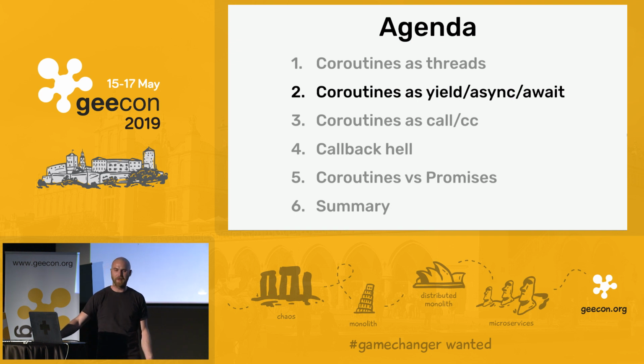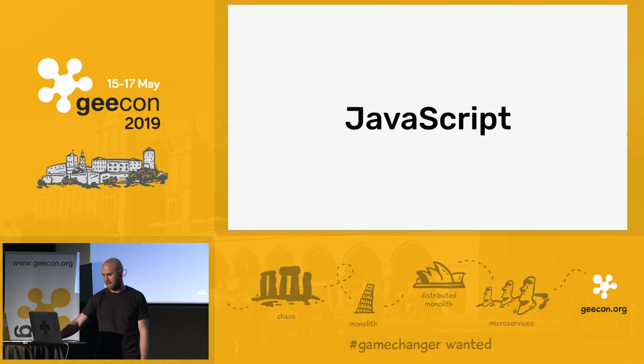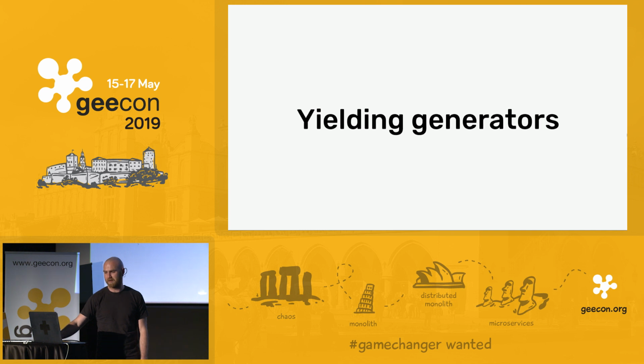So let's move on to the most widespread coroutines implementation, which is yield, async, await. I'll use JavaScript as an example because it's a dynamic language, so we don't need to think too much about types, and I hope its syntax is understandable enough.